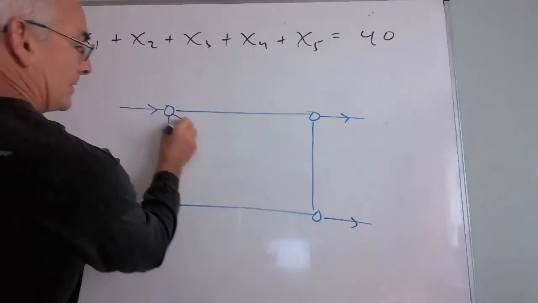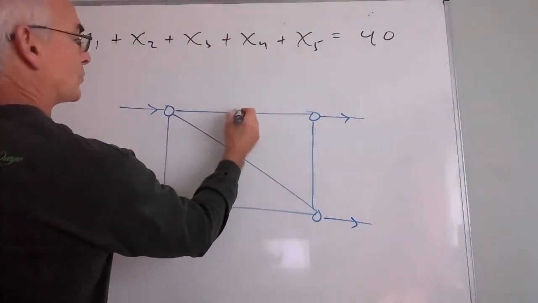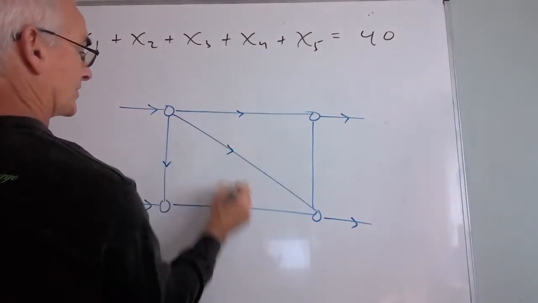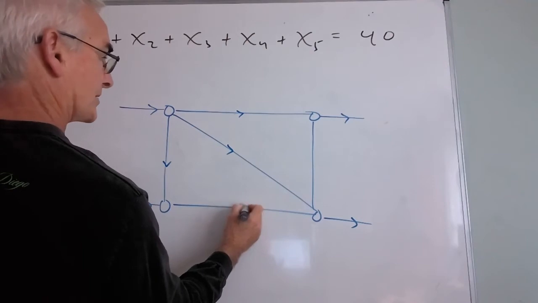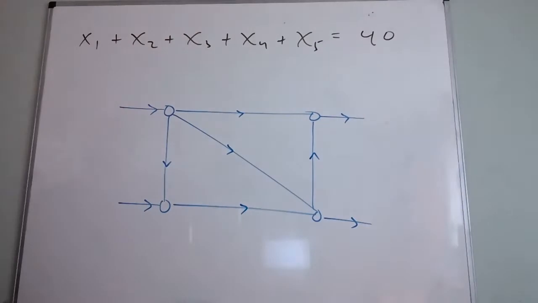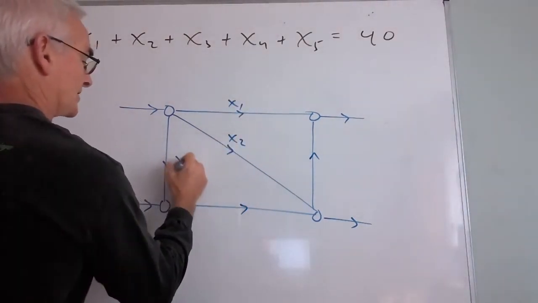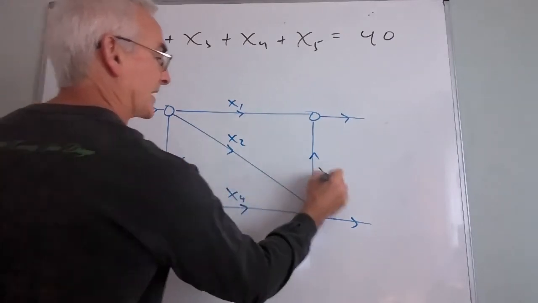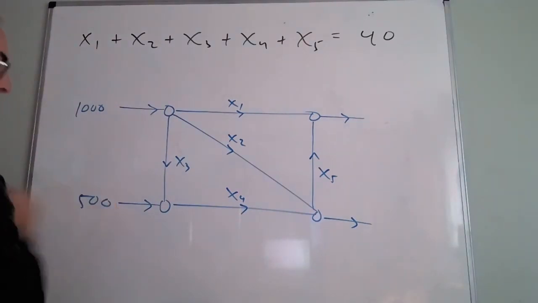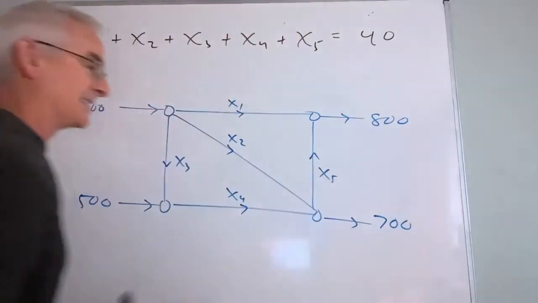So maybe I have that being another one. Let's say this one only goes in this direction, this one only goes in this direction, this one only goes in this direction, and this one only goes in this direction. And how about this one goes in this direction? We'll call this X1, this one X2, this is X3, this is X4, and this is X5. I might say there's 1,000 cars feeding into here, and there's 500 cars feeding into here, and 800 cars are leaving here, and 700 kind of has to add up.